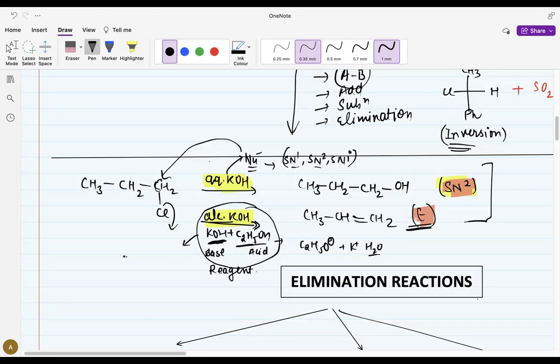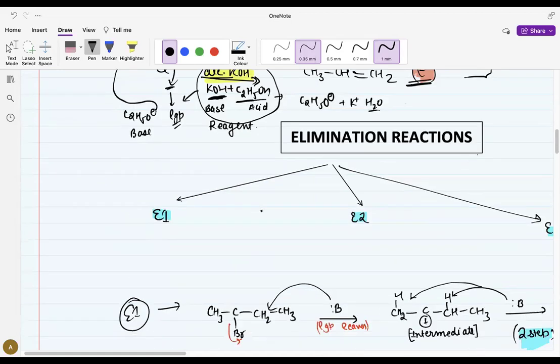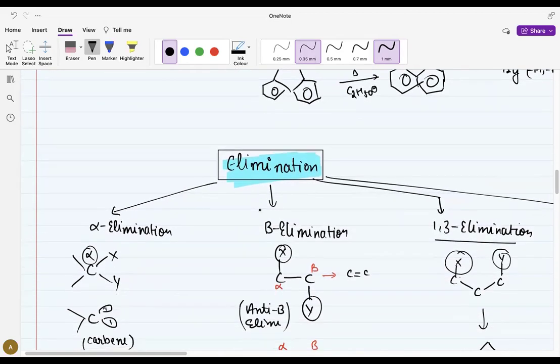C2H5 O minus will act as a base. It will take hydrogen from the adjacent carbon, the alpha carbon and the beta carbon. It will take hydrogen and this will make a double bond, or from here Cl minus will be removed as leaving group. So today only we will study what are elimination reactions.